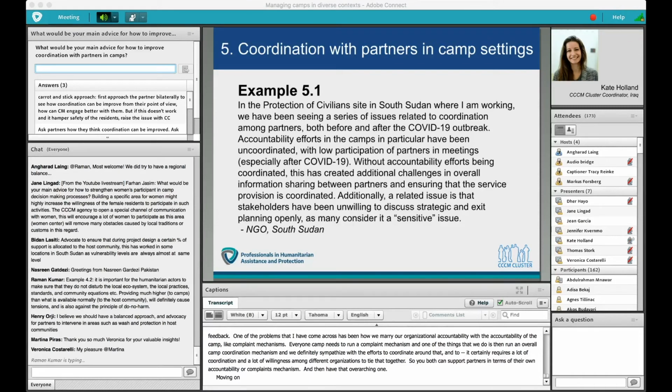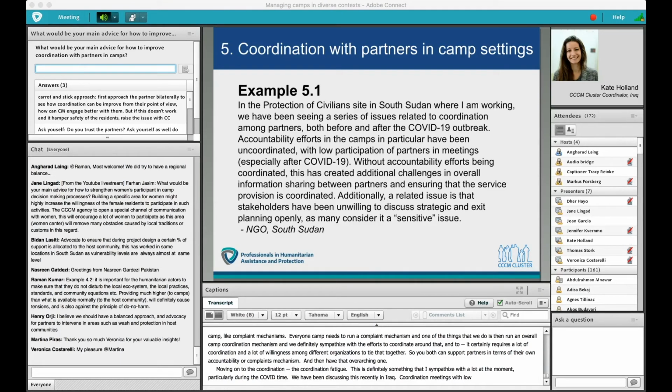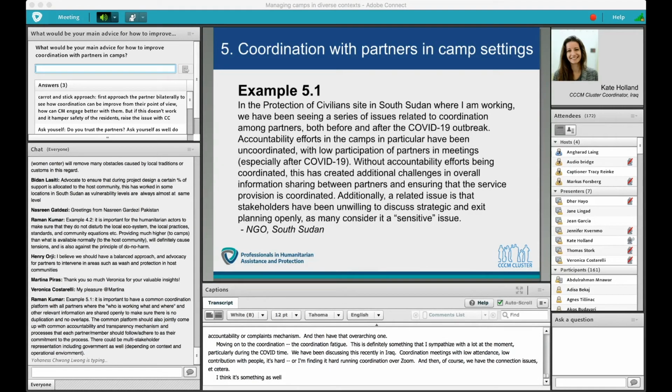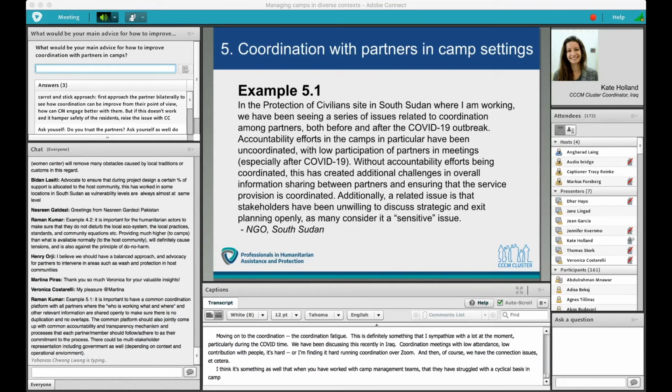fatigue. This is definitely something that I sympathize with a lot at the moment, particularly during the COVID time. We've been discussing this recently in the cluster in Iraq. Coordination meetings with low attendance, low contribution with people. It's hard, or I'm finding it hard, running coordination over Zoom. And then, of course, we have the connection issues, etc. It's something as well that when I've worked with camp management teams, they often struggled with on a cyclical basis in camps, with disinterest of partners in attending coordination meetings, and the poor camp manager is left speaking with one or two different partners.